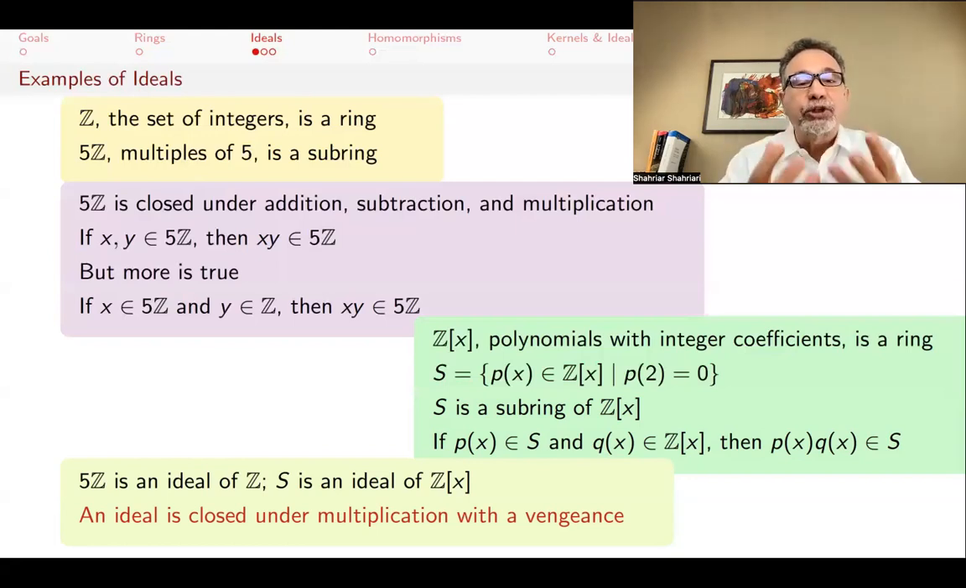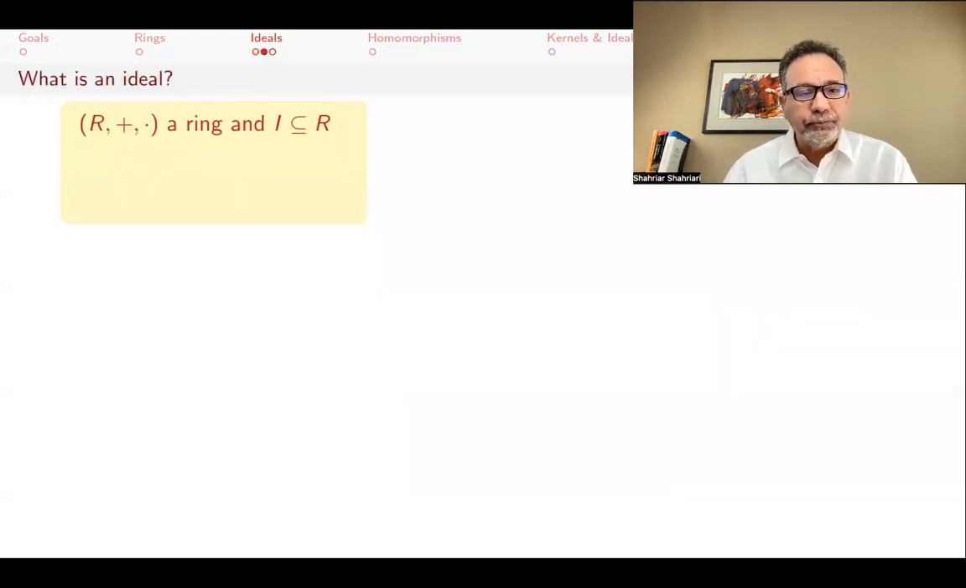And that notion is what an ideal wants to capture, that thing that we see happens. Multiples of 5 have that property. Polynomials that give 0 when you plug in 2 have that property. Those are very different kinds of situations, but this property is what we want to capture with the notion of an ideal. So here's the definition then.